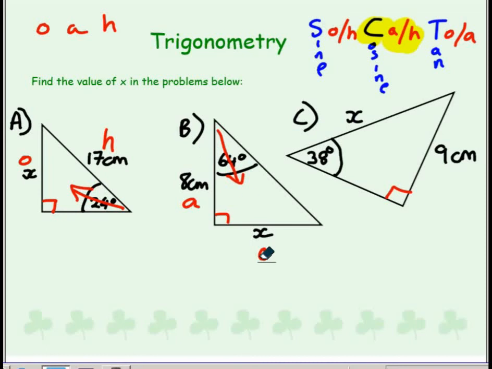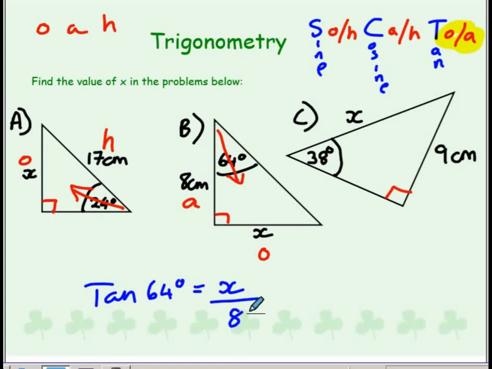Here we go. It's O and A. What a mess up. It isn't cosine, is it? Silly. It's this one here, O over A. So it's the tangent. So I'm going to write the tan of 64 degrees equals X over 8.